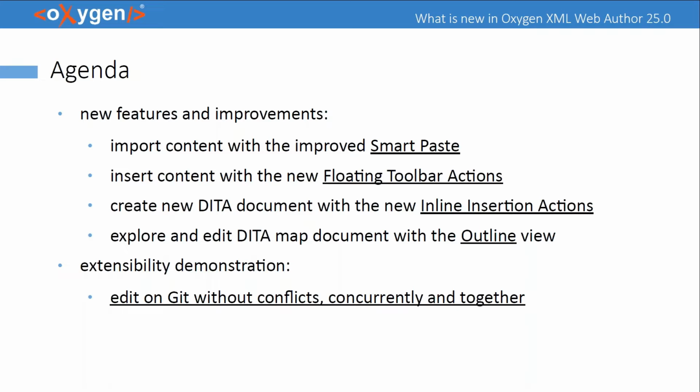The second part of the webinar is an extensibility demonstration where I've managed to put some features together and achieve a solution for the Git conflicts, so that multiple users can edit the same document, the same paragraph together without encountering conflicts when they save. So it's a pretty nice thing. Okay, next.